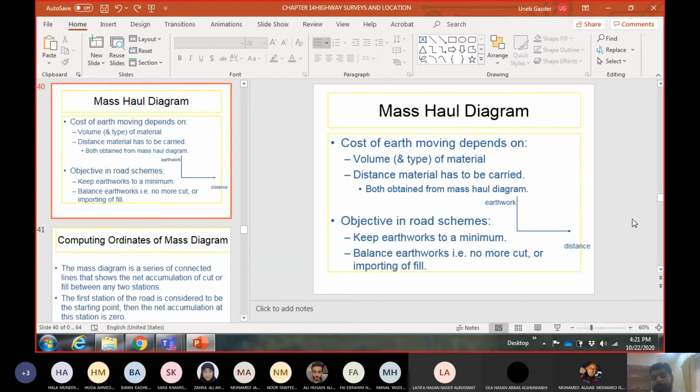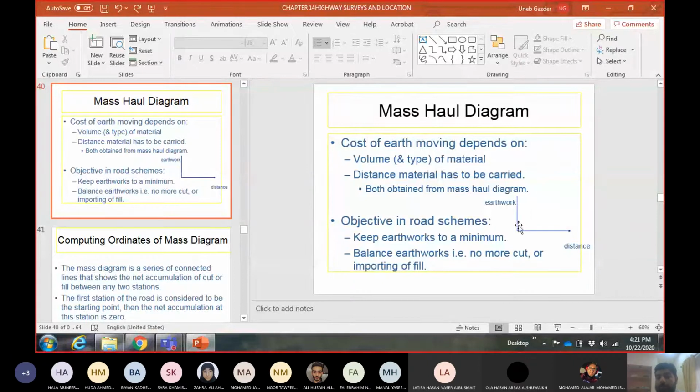Okay, so it's a 10-kilometer highway. How many kilometers are in cutting situation, how many are in filling situation? That will depend, because for cutting he will charge you something and for filling he will charge something else. Both these quantities can be taken from the mass haul diagram.